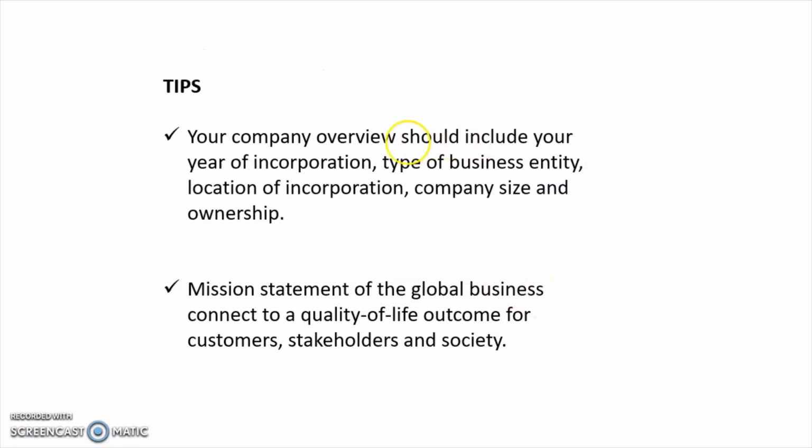So that's it now. Business entity, I've done the correction. So the type of business entity, is it a partnership? Is it a sole proprietorship? Is it a limited liability company? Is it a public company? Is it a company limited by guarantee or whatever? So what is the nature of the business? What is the type of business that you have registered?